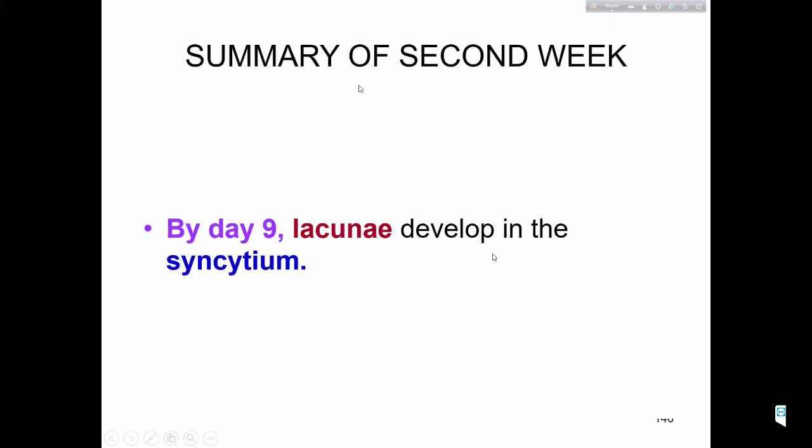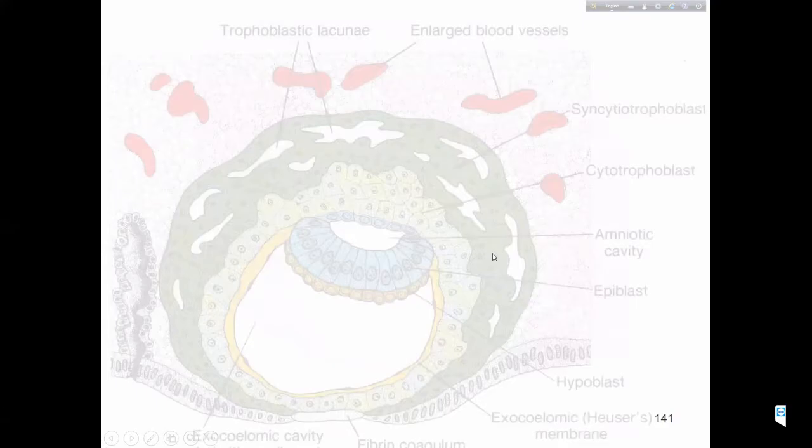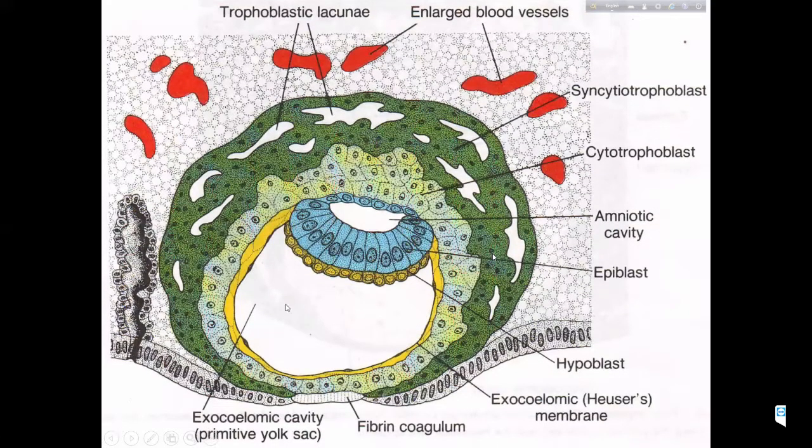So by day 9, lacunae develop in the syncytium. As I told you, lacunae develop in the syncytium. So look, this is the 9th day, and look at the lacunae here. You can see the spaces in the syncytiotrophoblast, 1, 2, 3, 4. These are the lacunae which appear during day 9. And look at the bilaminar germ disc, the epiblast, the hypoblast, the blastocystic cavity, the amniotic cavity, and the lacunae or the spaces appear in the syncytiotrophoblast during day 9.